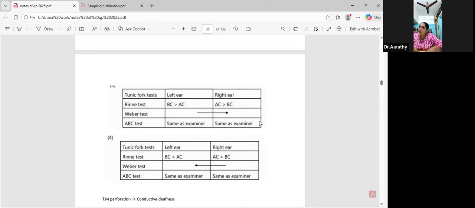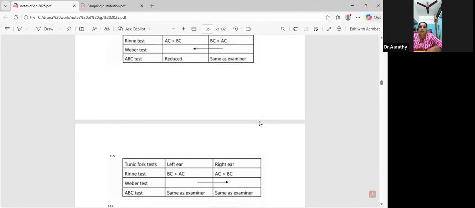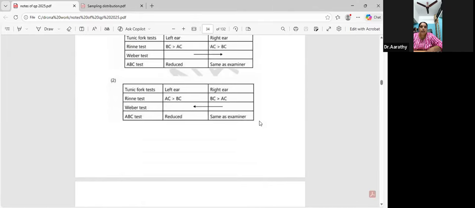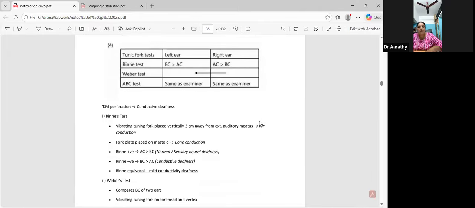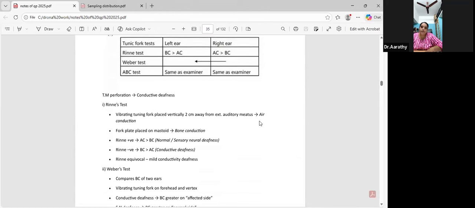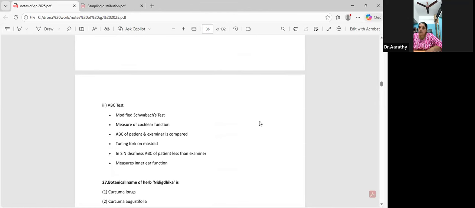Now in this case, ABC, we said it measures the cochlear function, which is the inner ear function, which has nothing to do with conductive deafness, right? So what will be the result for this case? It can be taken as the same as the examiner, right? So all those point towards the fourth option, and that is the answer. I hope you've got the idea of these tests.